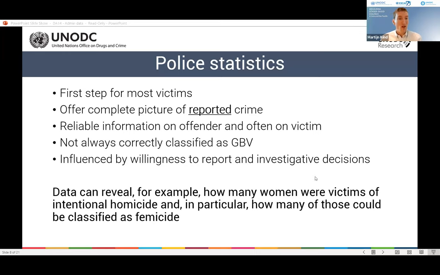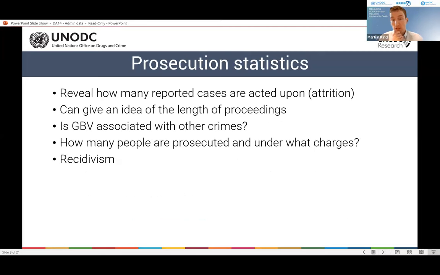So all of this information together can really help us design better policies and also allow us to monitor progress. For example, the data can reveal how many women were victims of intentional homicide and how many of these can actually be classified as femicide. So moving on to prosecution statistics, there can also be interesting information here. For example, we can have an idea of attrition with gender-based violence.